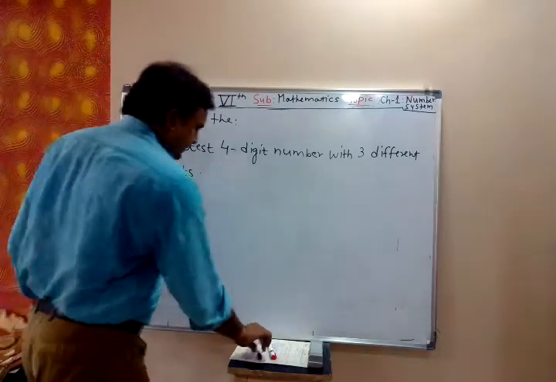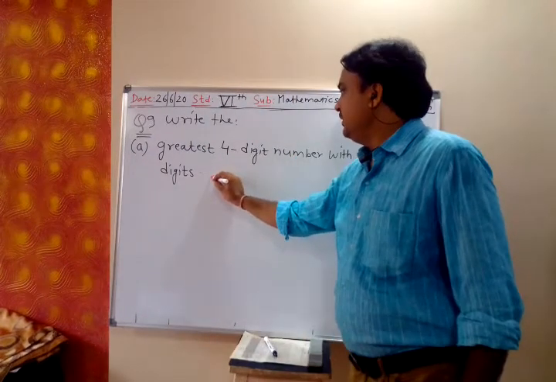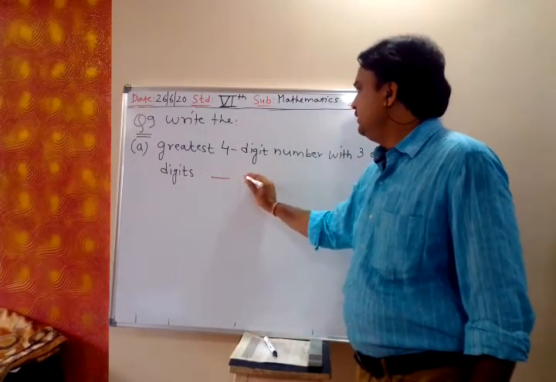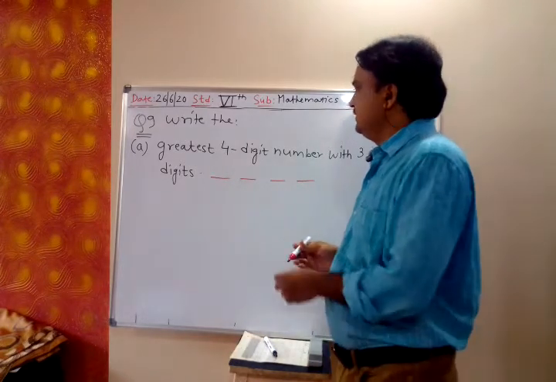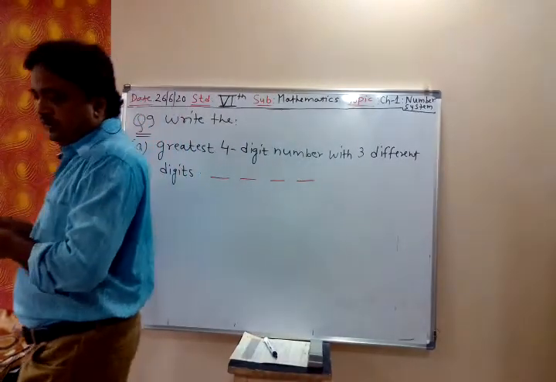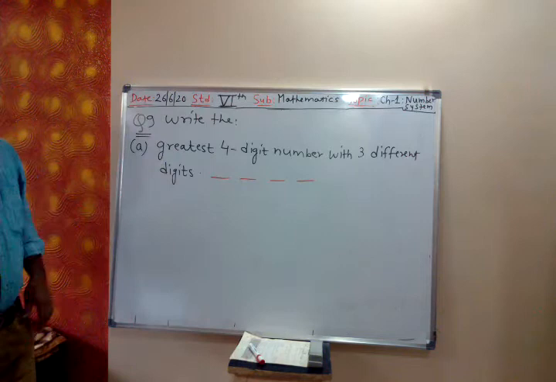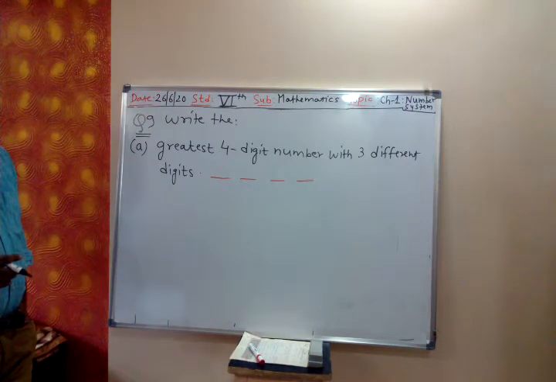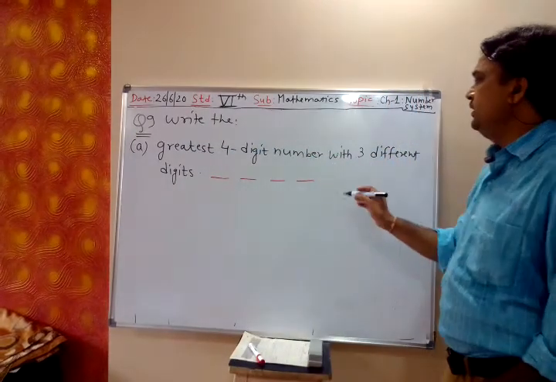Yes, you have to write the greatest 4-digit number. 1 digit, then 2 digit, 3 digit, 4 digit. Greatest 4-digit number where 3 digits are different. What is the greatest 4-digit number?